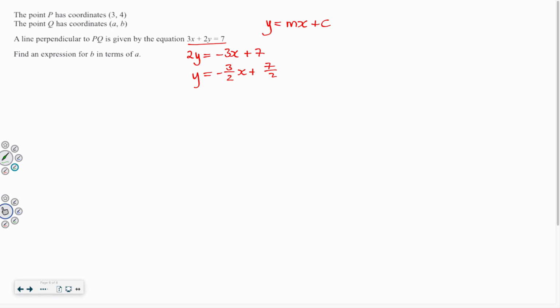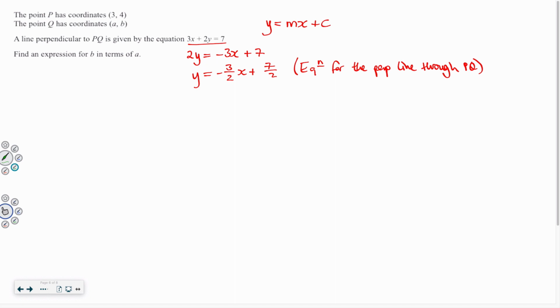And that is the equation for the perpendicular through PQ. Okay, that's the equation of the perpendicular line that passes through PQ.